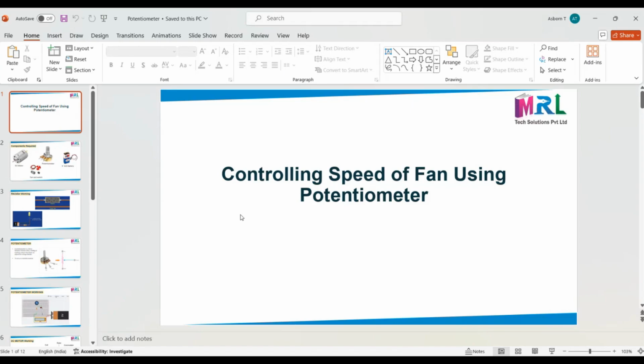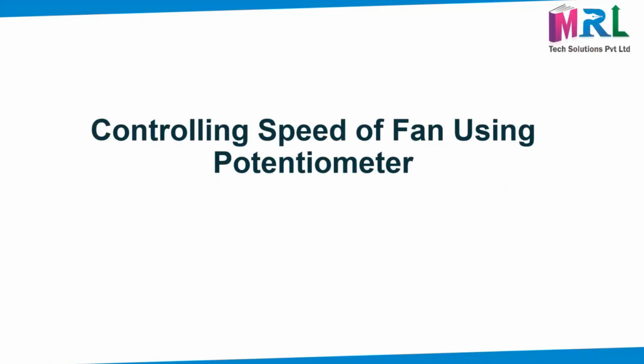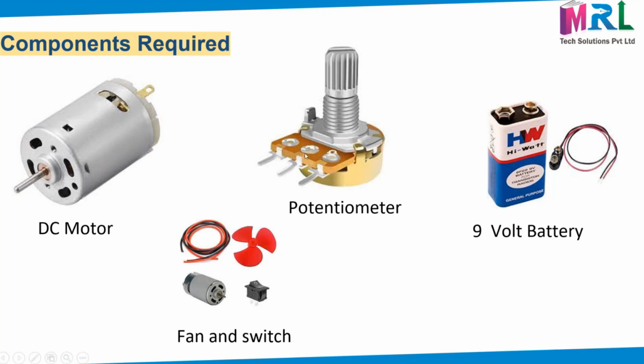So have you seen the fan controlled by the regulator? In your home, there is a small thing called regulator. Using that, you can change the speed of the fan. Have you seen that fan regulator? By rotating that, you can control the speed of the fan, isn't it? Okay, so how it works is using this potentiometer only. So this is a small component, but it's very powerful.